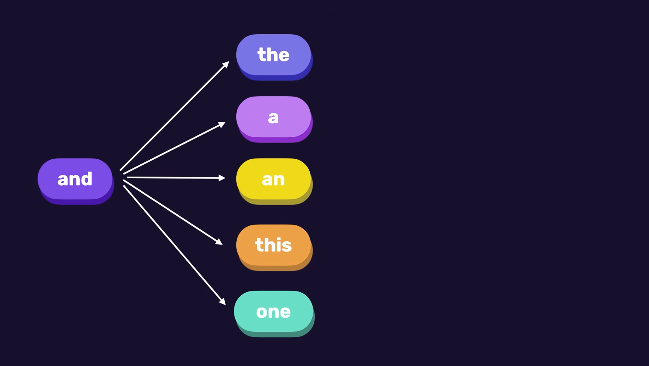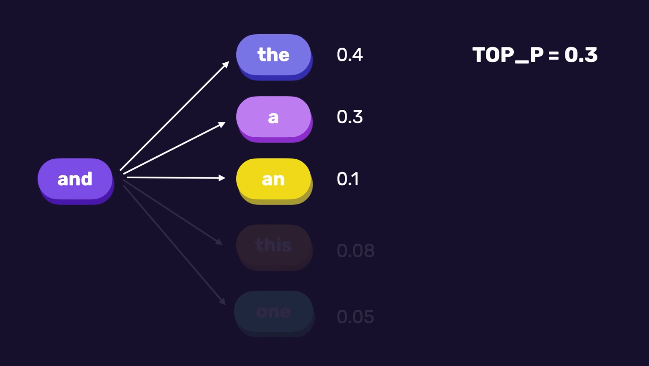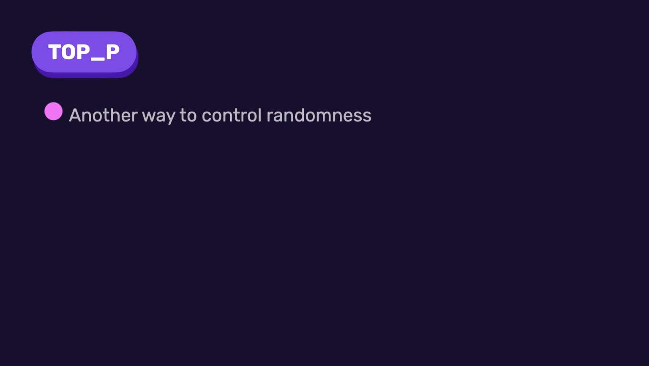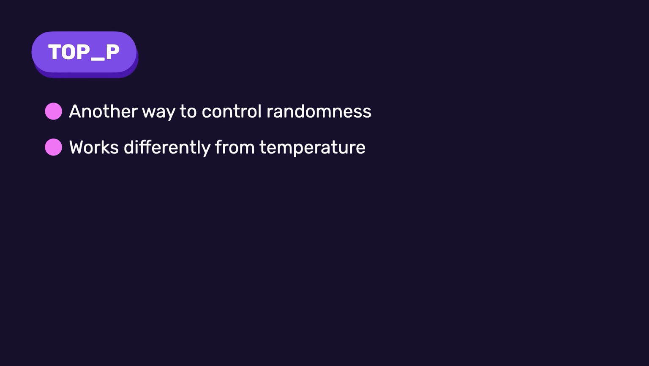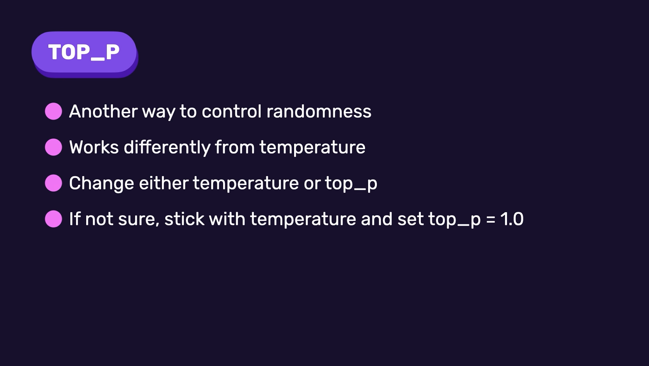Let's say as part of generating the response, the current token is "and." And here are all the possible options for the next word. Now, next to each token, you can see its probability based on the training data. If we set top P to 1, we tell the model to use the full range of possibilities. So any of these words or any of these tokens can be used to generate the response. But if we use a lower top P like 0.3, that makes the model focus only on the most likely next words. So once again, top P is another way to control randomness. It works differently from temperature. In practice, we usually change one or the other, but not both. If you're not sure which one to use, stick with temperature and set top P to 1.